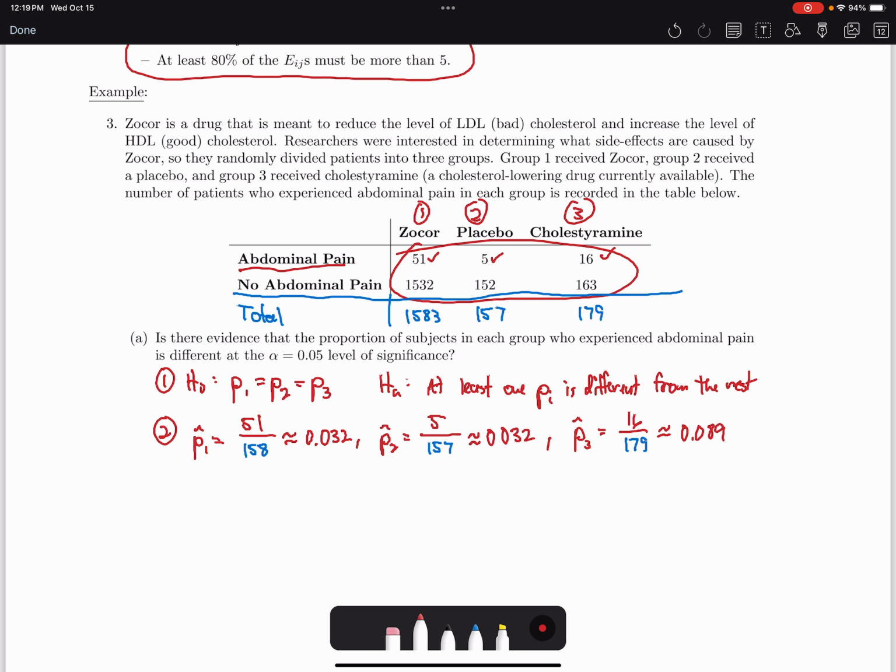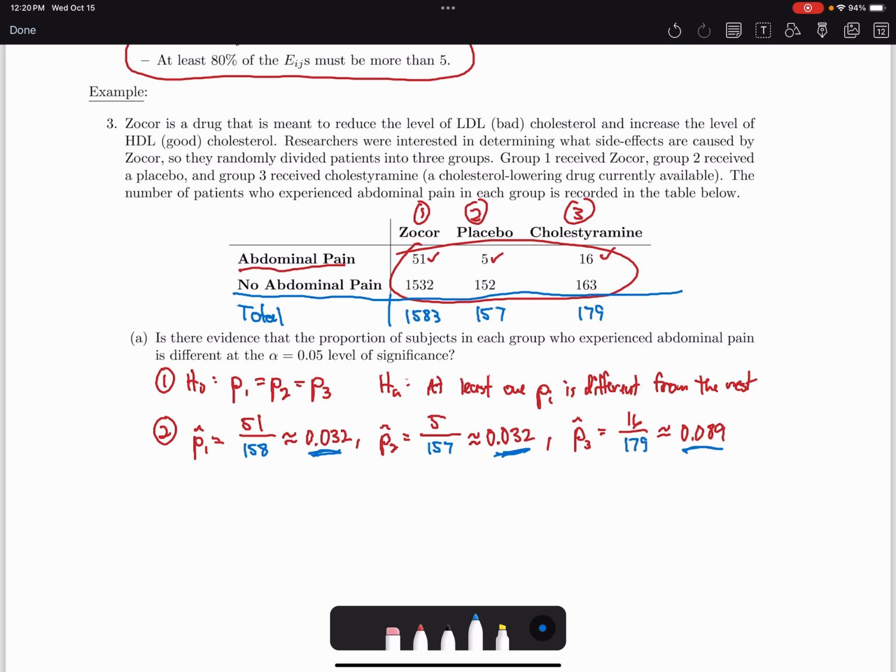Looking at those sample proportions, just comparing Zocor and cholestyramine to 3 decimal places, these are not different at all. They're exactly the same. Okay, Zocor to placebo, they have the same proportion, right? It's the cholestyramine that looks like it's different.